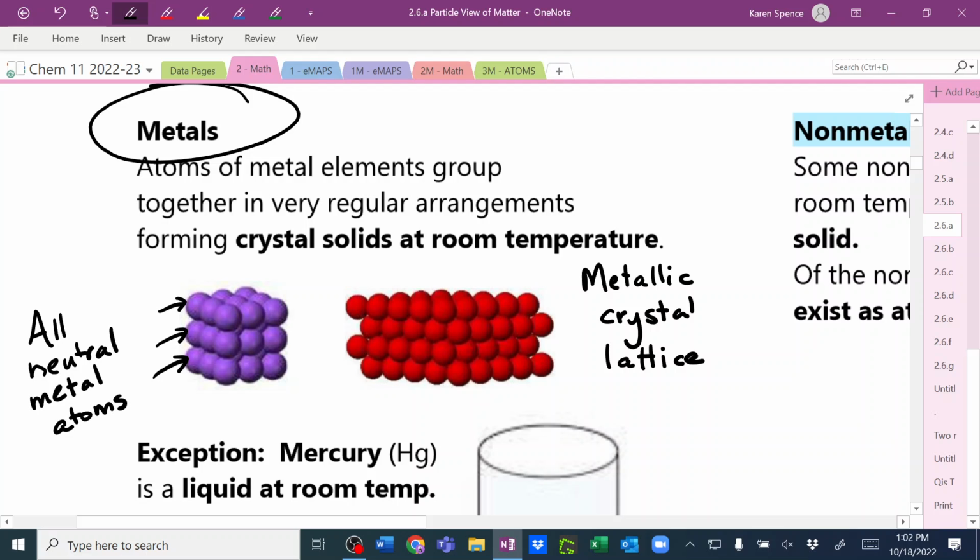So that's what metals are like, and they are all solids at room temperature, except for one. Yeah, mercury is the exception. Mercury is a liquid at room temperature.